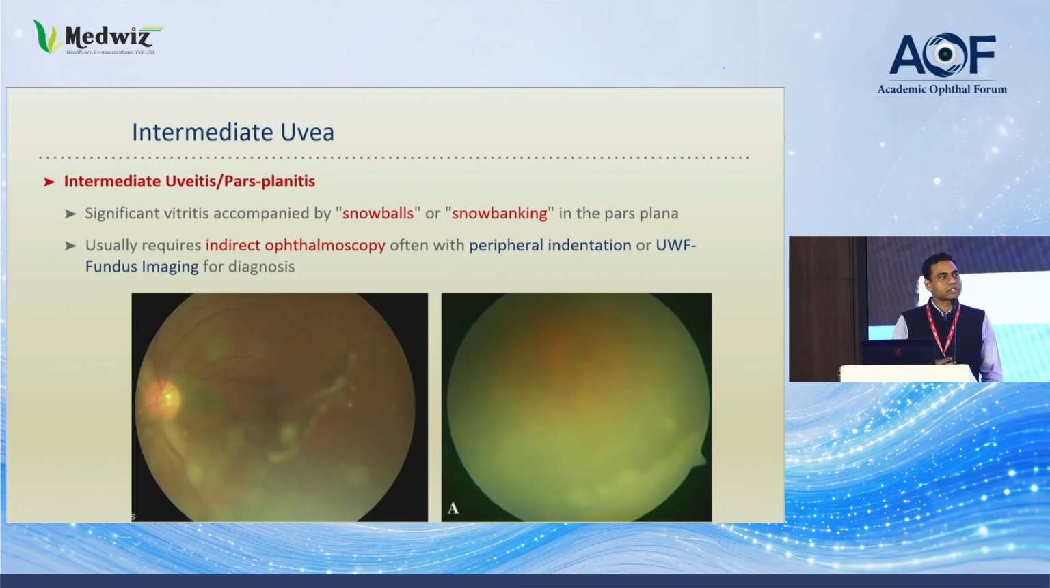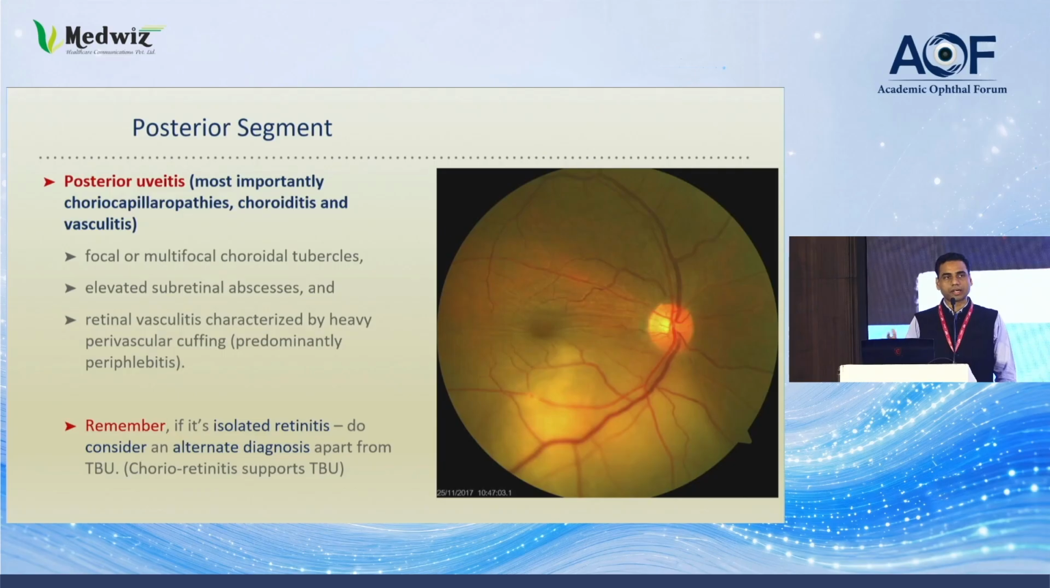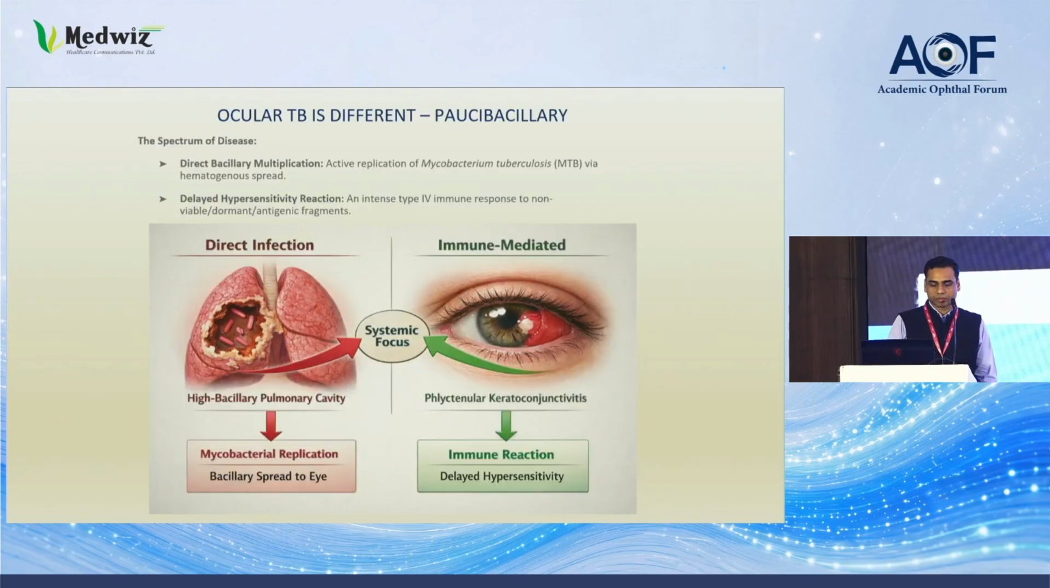Next is your intermediate uveitis, which is basically identified in cases who have snowballs or snowbanking. You need indirect ophthalmoscopy, very important, with indentation to know exactly what the extent of disease is. And in the posterior segment, most importantly, tubercular uveitis presents with either choriocapillaropathies, choroiditis, or vasculitis. If there is a pure retinitis, remember that it may not be tubercular. You need to consider and rethink your diagnosis.